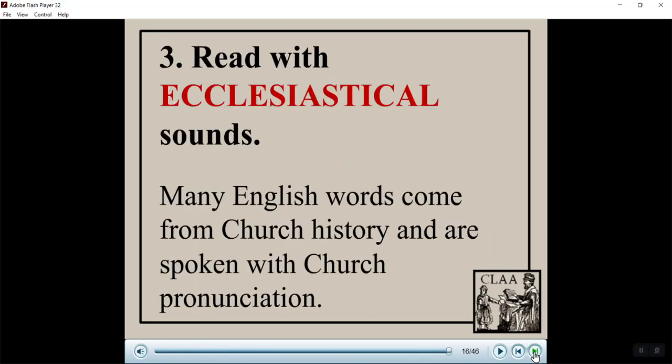If thinking of what spoken word we may be reading and reading with classical letter sounds doesn't help us, we can try reading with ecclesiastical or church sounds. Many English words come from church history and are spoken with church pronunciation. We can try reading with ecclesiastical sounds.